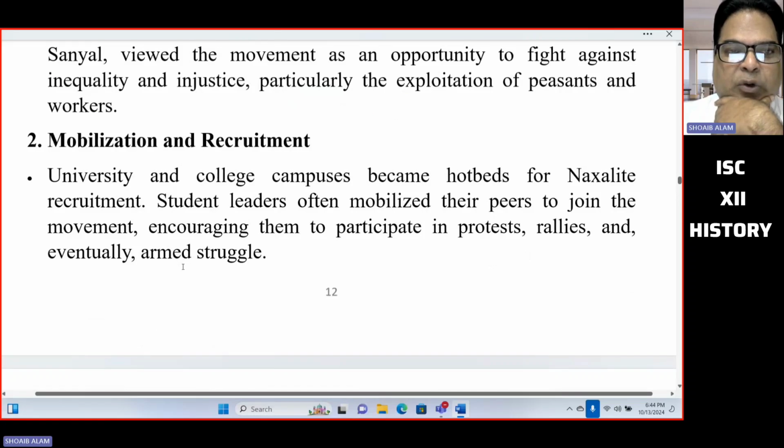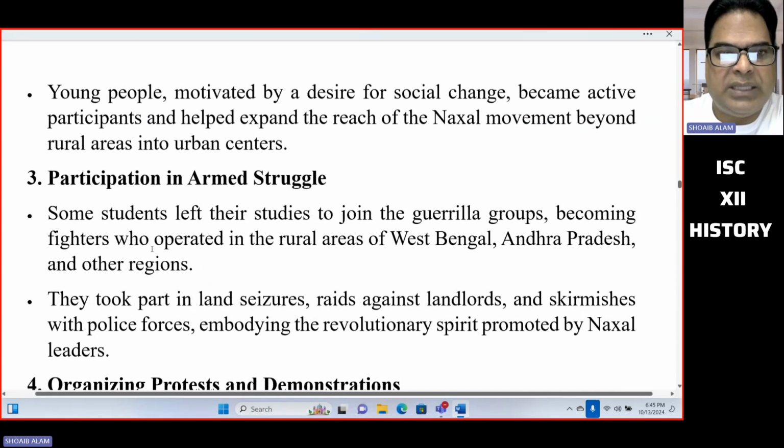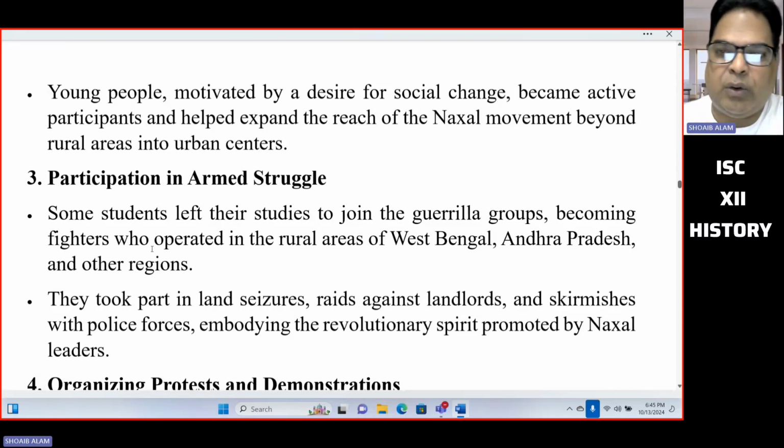Then mobilization and recruitment. Universities and student campuses became hotbeds for Naxalite recruitment. Student leaders often mobilized their peers to join the movement. They asked their friends to join, and even encouraged them to participate in protests and rallies and eventually armed struggle. Now you can see participation in armed struggles. Some students left their studies to join guerrilla groups, becoming fighters who operated in rural areas of West Bengal, Andhra Pradesh, and other regions.